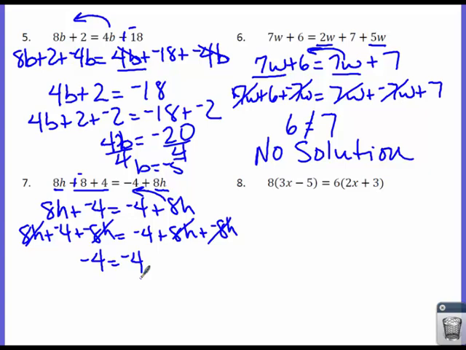So if the resulting line is true, we write all real numbers, because every number I plug into the h will work.